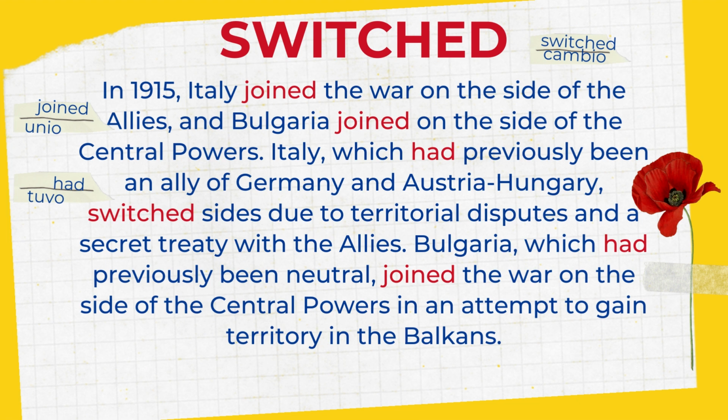In 1915, Italy joined the war on the side of the Allies, and Bulgaria joined on the side of the Central Powers. Italy, which had previously been an ally of Germany and Austria-Hungary, switched sides due to territorial disputes and a secret treaty with the Allies. Bulgaria, which had previously been neutral, joined the Central Powers in an attempt to gain territory in the Balkans.